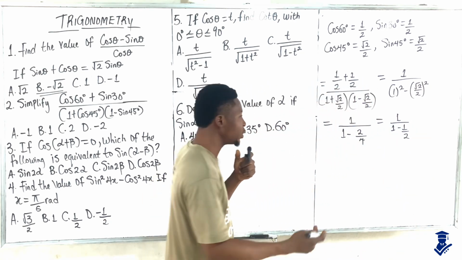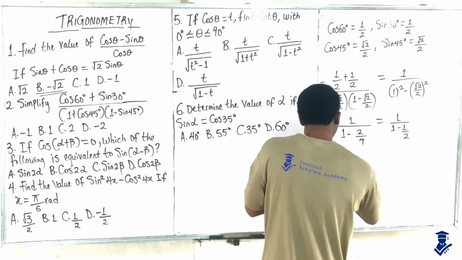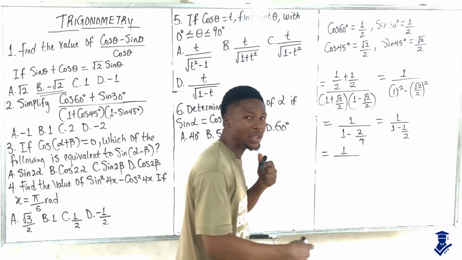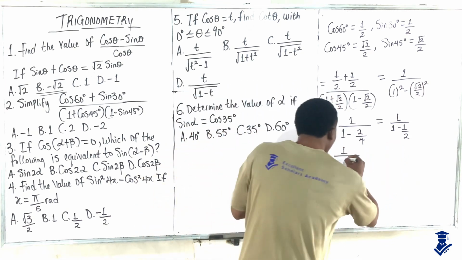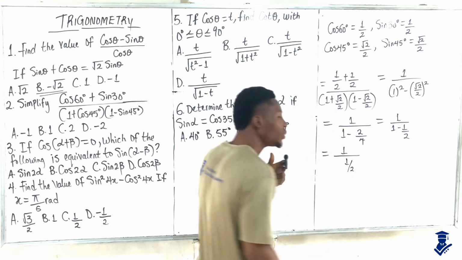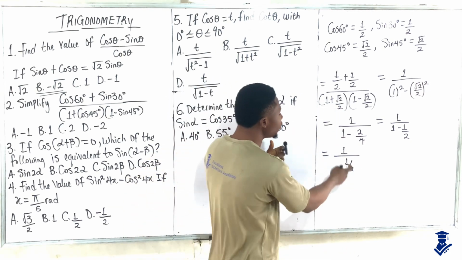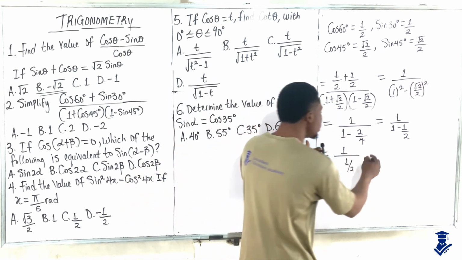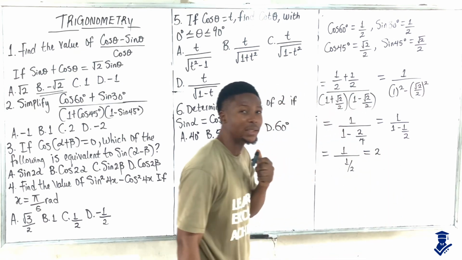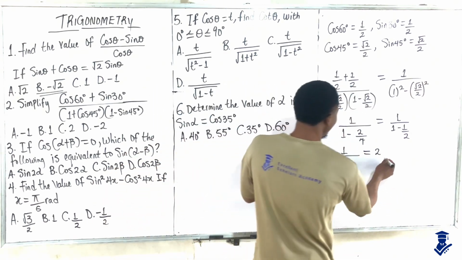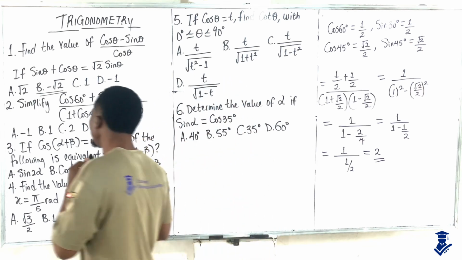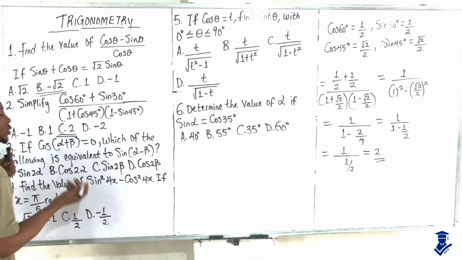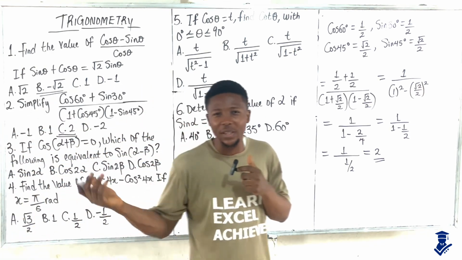All right, let's continue. So this becomes 1 over 1 minus half gives us half. So that will be 1 over 1 over 2. Now, the inverse of 1 over 2, which is 1 over 1 over 2, is going to give us what? 2. All right. So our answer is what? 2. So the correct option here is option C, which is what? 2. Now let's go to solving the next question.